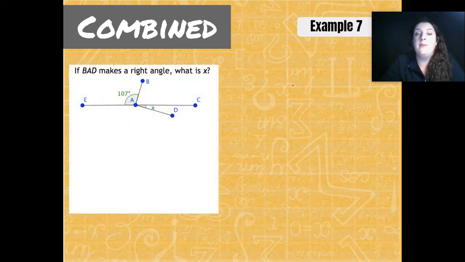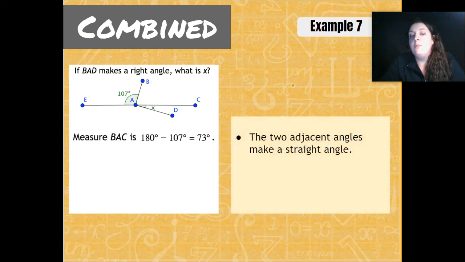So now let's combine it. Well, do all our points make a circle? How are we going to figure it out? Well, if you know that angle BAD makes a right angle, you know that x is part of 90 degrees. So you need to look at everything else though, because that's not enough information.